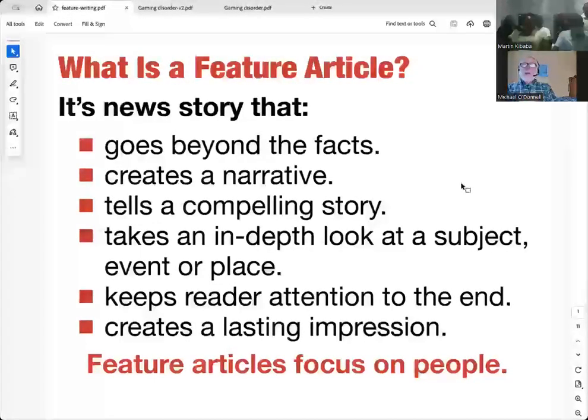And here's something to remember: feature articles focus on people, because that's what we are. We're people. And so what makes a compelling story and what keeps our attention is the narrative about a person. A narrative is a story. It has an arc to it, beginning, middle, and end. And a feature article focuses on people to start out. Okay.